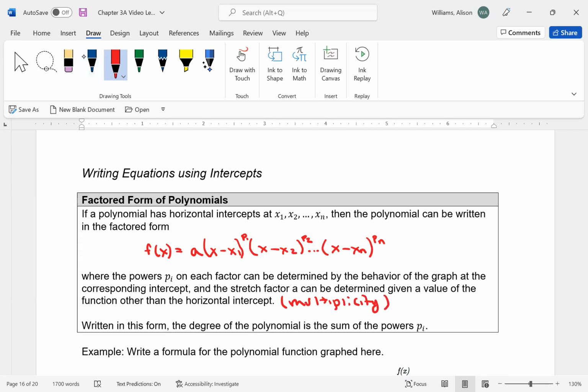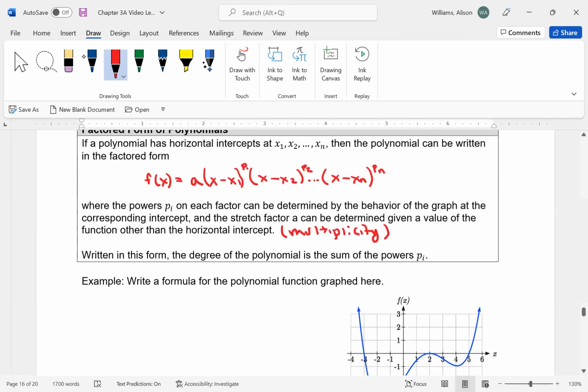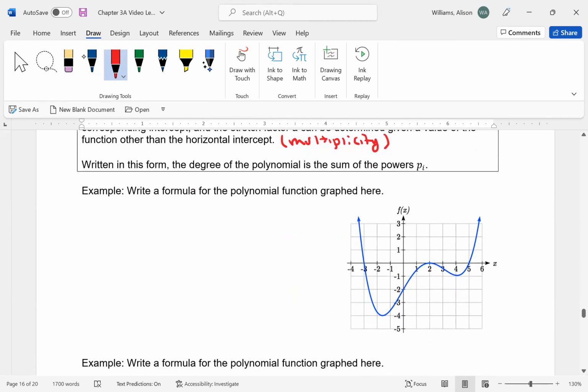Okay, so here, let's show how we can actually look at a graph and come up with an equation just looking at the horizontal intercepts. So here we go. We got a graph. Let's look at the intercepts. So we have an intercept here at x equals -3. So here, I'm going to list out the intercepts. So x equals -3. We have another one at 2, and that one has a multiplicity of 2 because it's bouncing off like the parabola. So it has a multiplicity of 2. And then another one at 5.